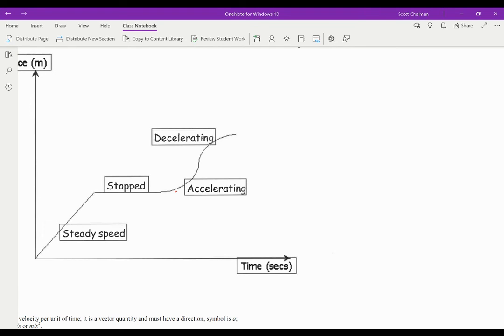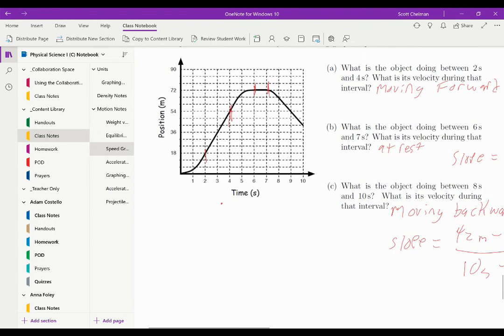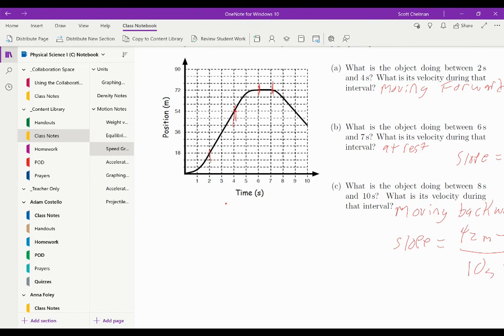whether it's curved up or curved down, right? That's a change in the speed. That's a change in the slope. And if you look back, just real quick, at the other one we just did, you can see that change here, right?